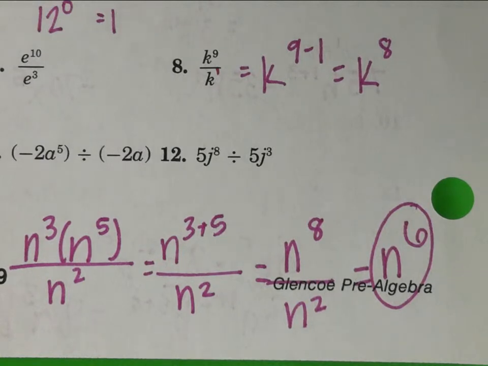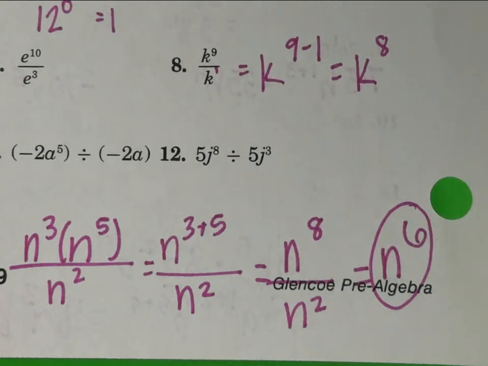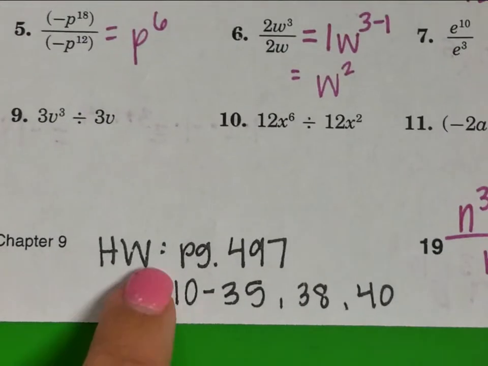Any questions about that? Any questions about multiplying and dividing monomials at all? Not too bad, right? So if I'm multiplying, what am I doing to those exponents? Adding. If I'm dividing monomials, what am I doing with exponents? Subtracting.